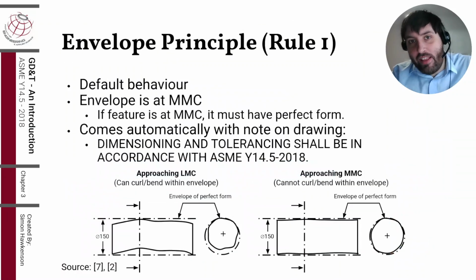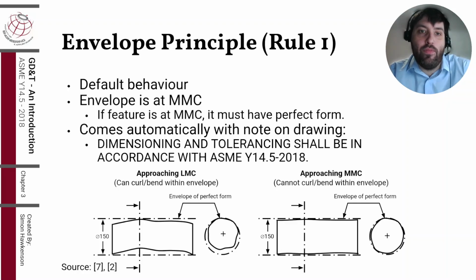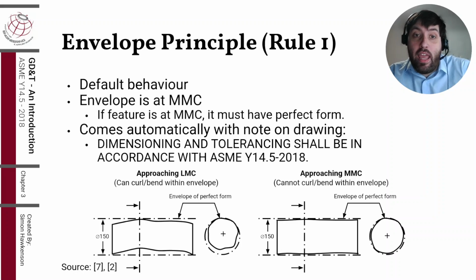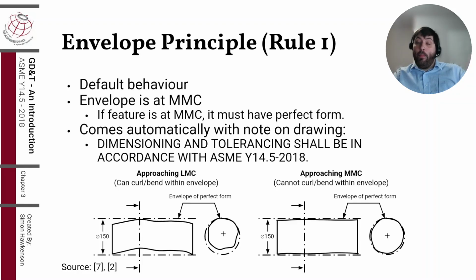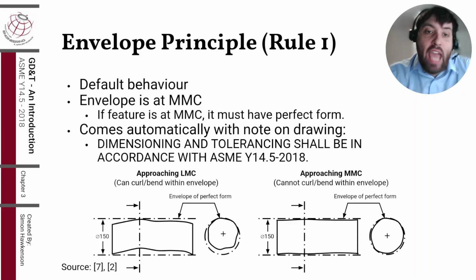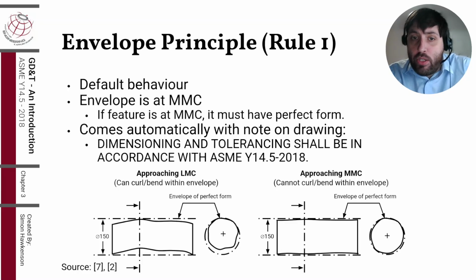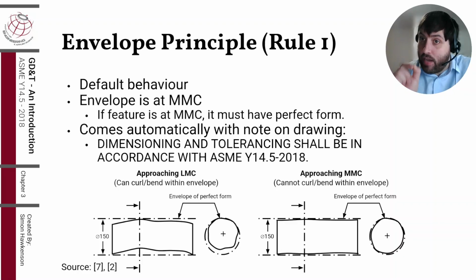So now we're finally on to Rule 1 of ASME Y14.5. Rule 1 states that if a feature is at MMC, it must have perfect form. So what does that mean? Well, let's imagine we have a cylinder at MMC, so that means it's at the upper limit dimension. If we had its diameter dimension at 10 millimeters, plus or minus 1 millimeter, the cylinder at MMC would be 11 millimeters. Let's imagine that cylinder at MMC is perfect, unrealistically perfect, down to the atomic level.